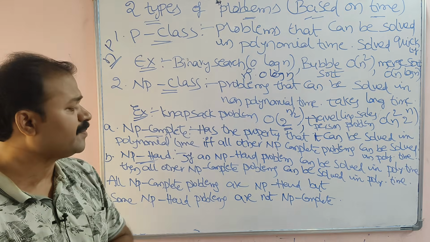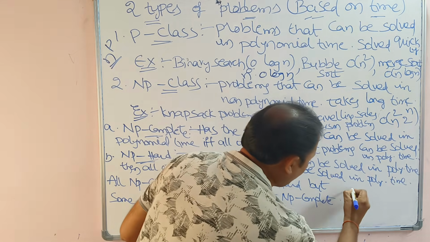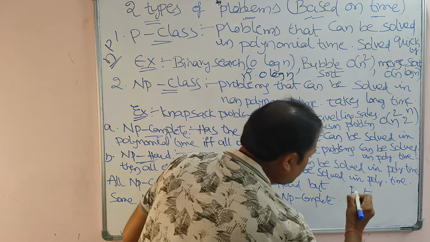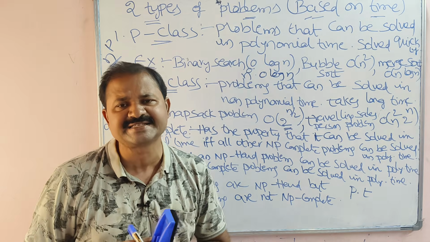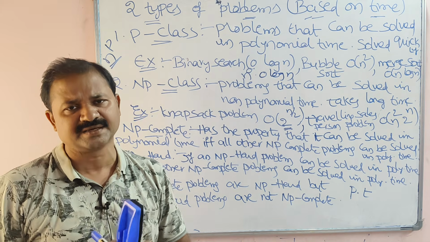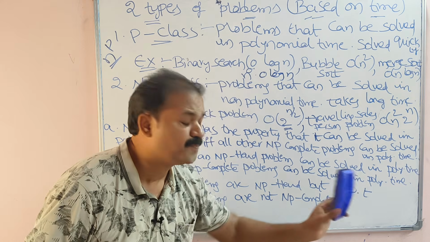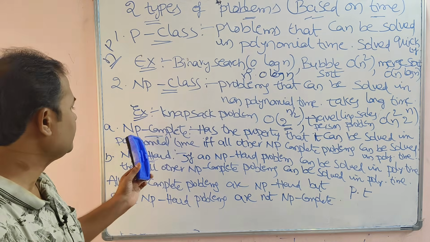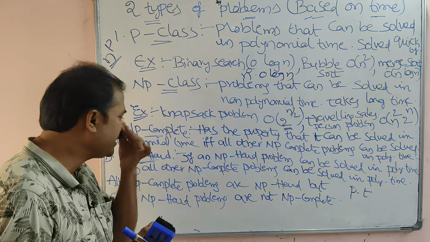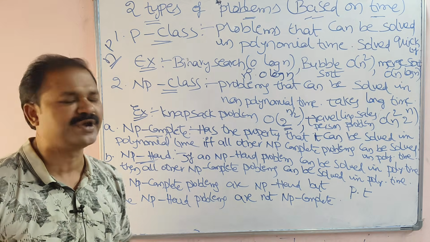So what is an NP complete problem? If a problem is solved in polynomial time, then we can say that all other NP complete problems can also be solved in polynomial time. That is about what is NP complete. IFF means if and only if.